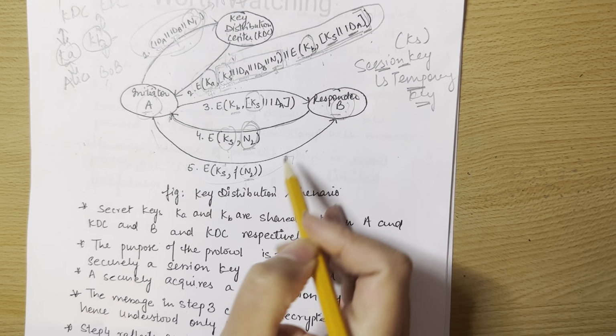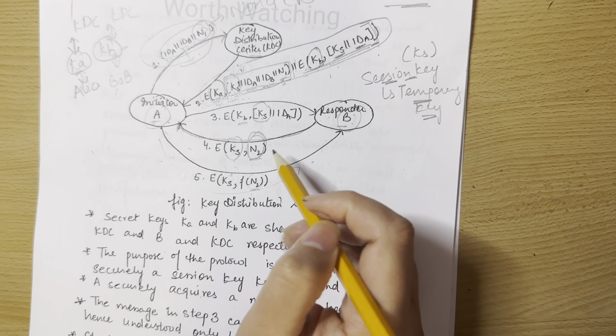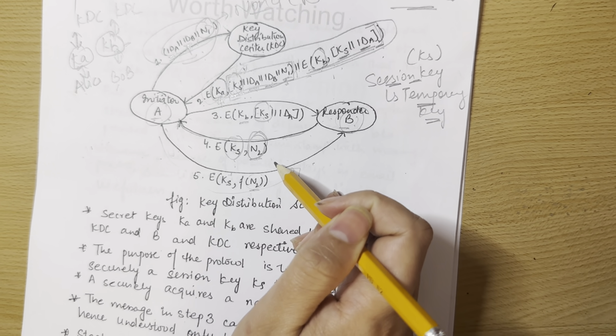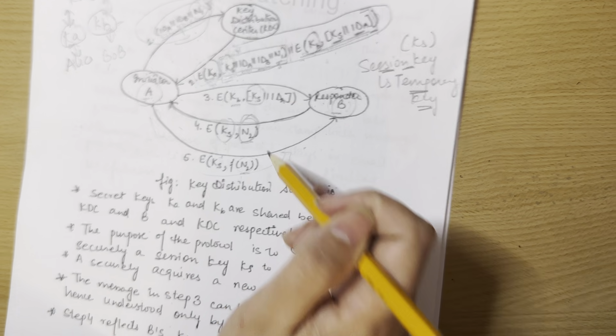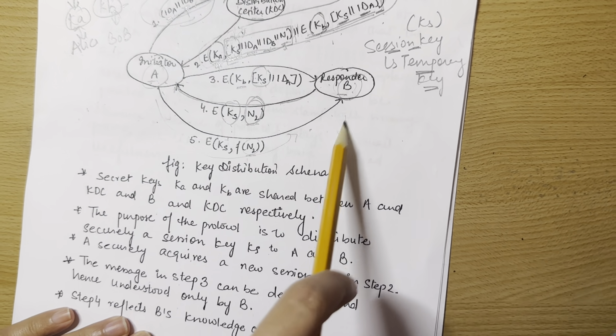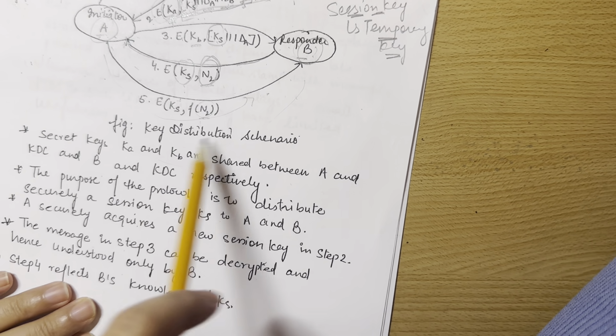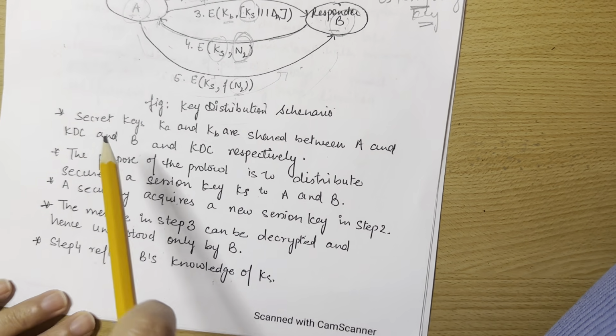So now if both the sender and receiver can understand the nonce, then they are good with the KS, so they can now use this KS for the further transmission of data. So data will be transmitted after this message. So now let's go through it.